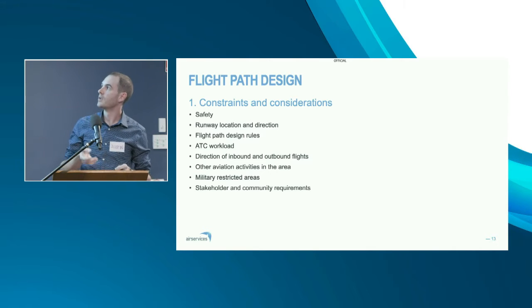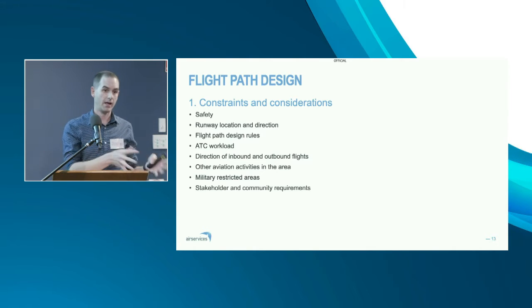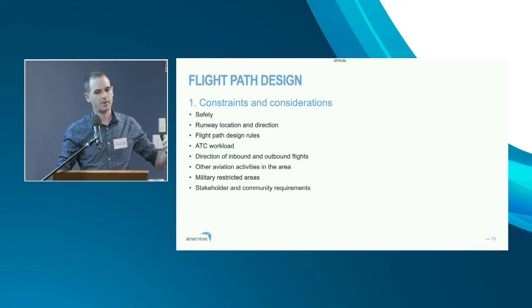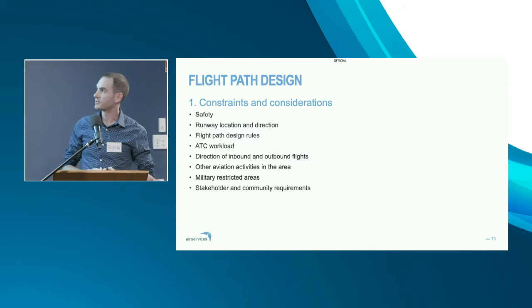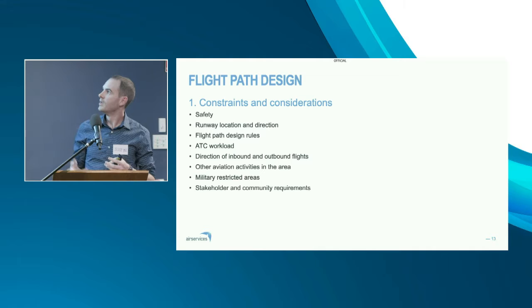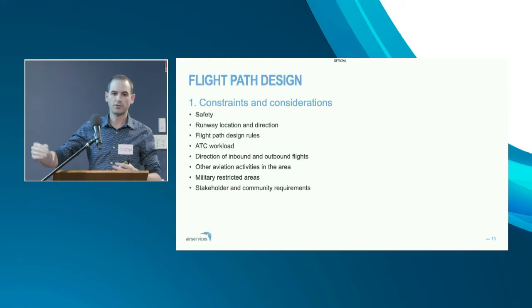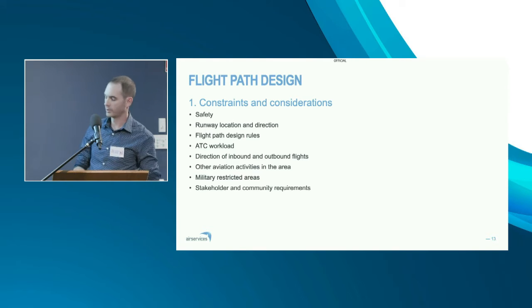As well as that, we've got military restricted areas, which Amberley is out to the west a little bit. So that does impact on where things can go on that side of the basin. And we also have the stakeholder and community requirements. That's the airlines, that's the community, that's the environment. All of these are considered, and some of them, like safety, are absolutely concrete, and then some of them are quite flexible and they all have to work together.